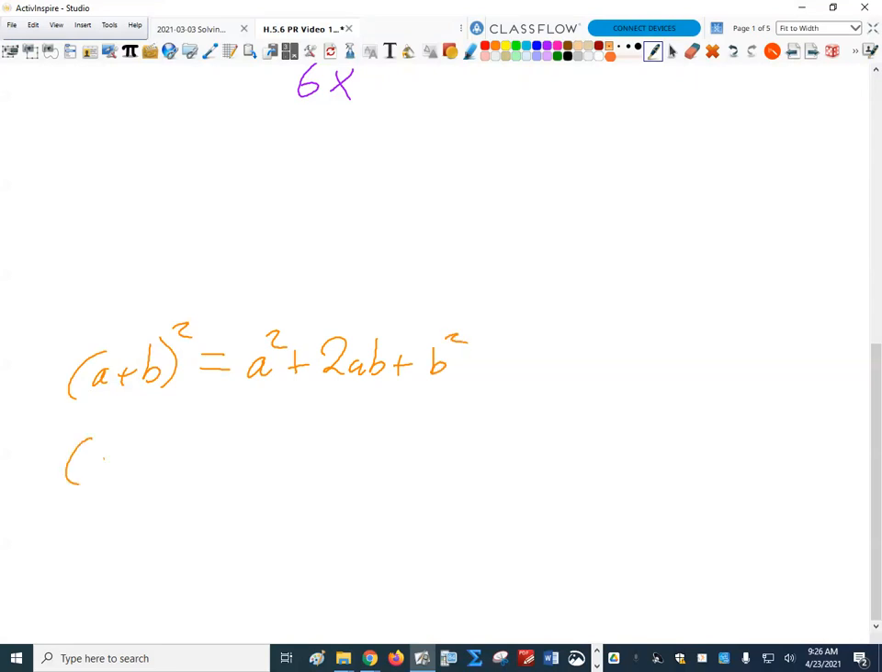Okay, and while we're at it, let's try this one. a plus b cubed is a cubed plus 3a squared b plus 3ab squared plus b cubed. Okay, good. And if you don't remember that one, it might be worth making a little flashcard.